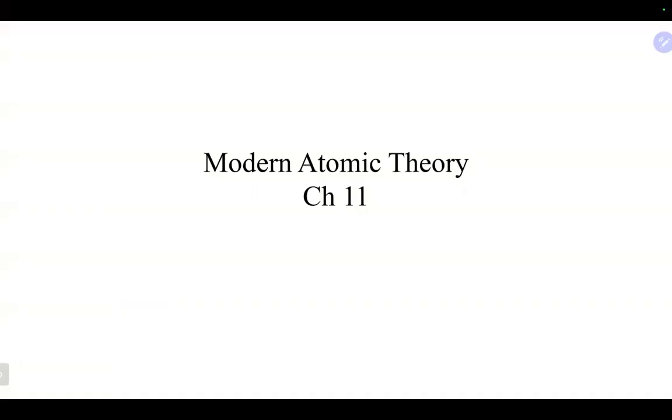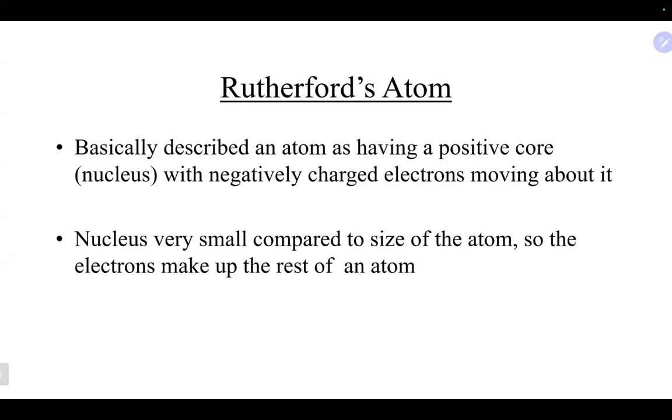We're going to talk about modern atomic theory. Really what we're going to be talking about in this chapter is electrons, and as electrons move from one energy level to the next, that requires a certain amount of energy. As they go either up in energy or down in energy, how that energy is either absorbed or released in an atom.